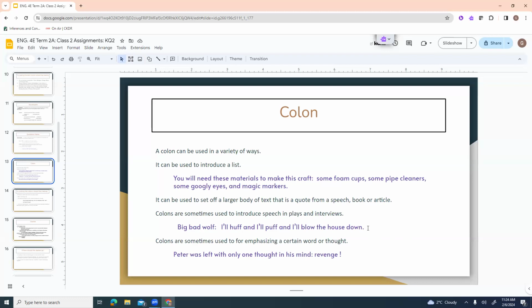Sometimes colons are used to emphasize a certain word or thought. And just like up here, it's the kind of thing that in real life, if I were to say it, I would probably give a big dramatic pause like this. Peter was left with only one thought in his mind: revenge. So you can hear there, not only am I giving a pause, but my voice changes. I'm showing you that there's emphasis. But in writing, we can't really get that across easily. So the colon is kind of standing in for that dramatic pause.